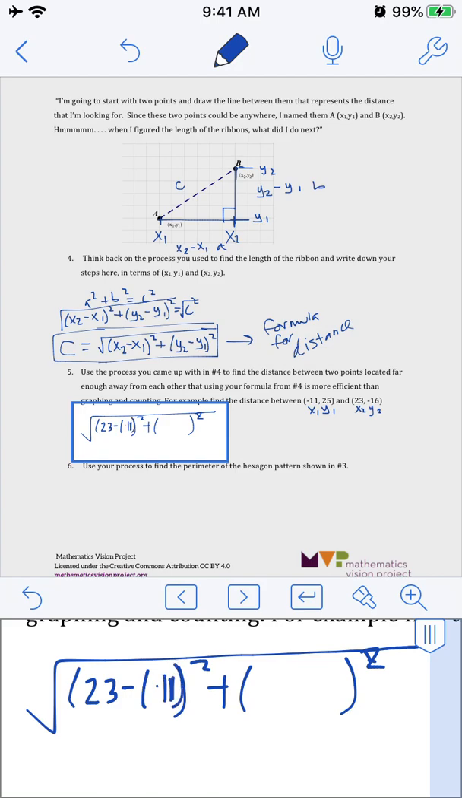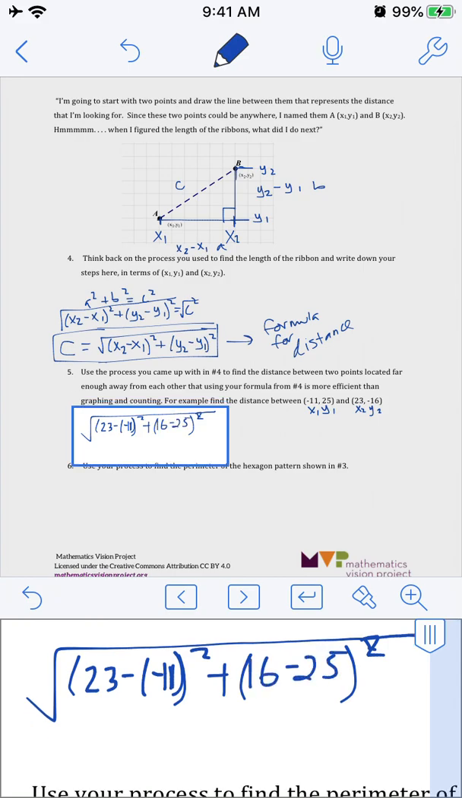And then remember, technically, since we're squaring it, we could do either negative 11 minus 23 or 23 minus negative 11, because either way it'll be the same thing. What we don't want to do is 23 minus 11. Right, because 23 minus 11 would not be enough distance. We want to make sure we go all the way over to negative 11. So watch out for that. And then the y's were 16 minus 25.